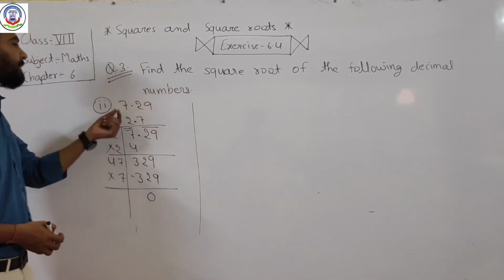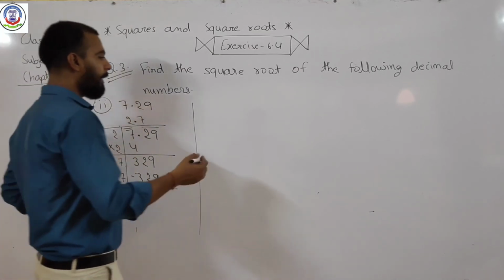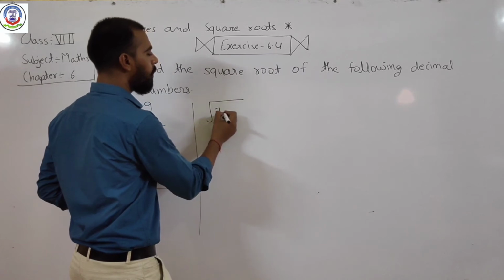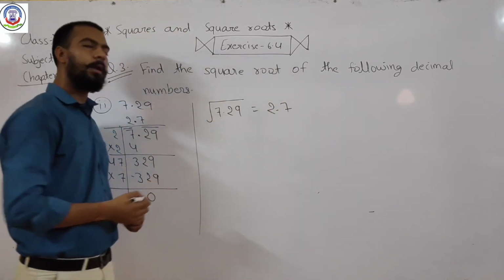The square root of 7.29 is 2.7 and we will write it here. The square root of 7.29 will be 2.7.